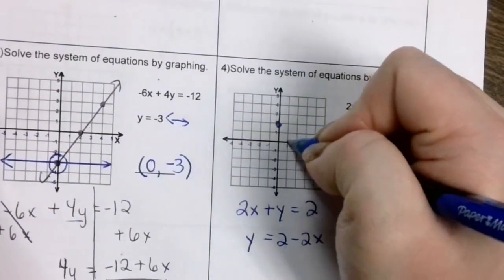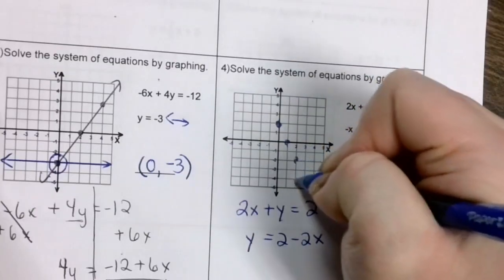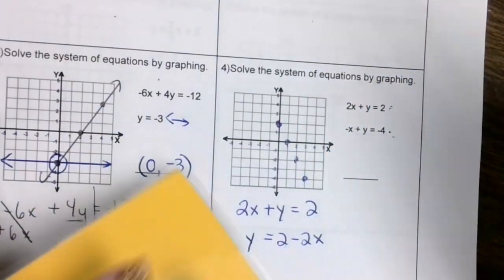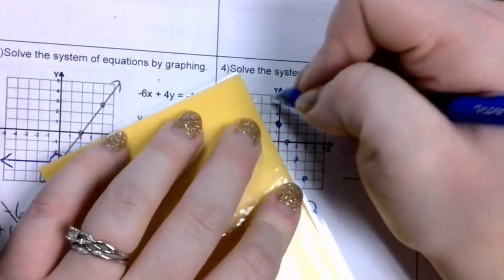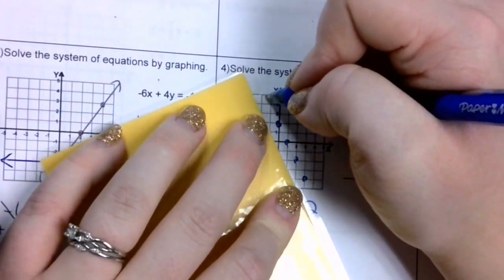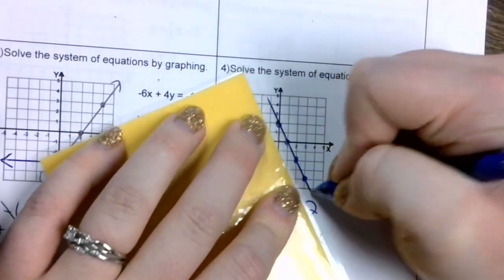So down 2, right 1, and again a few more times. Just do it a few times so I can get a nice straight line, because slope is the rate of change of the entire line. So that's your pattern. You're going to see you're always going to be going down 2, right 1.